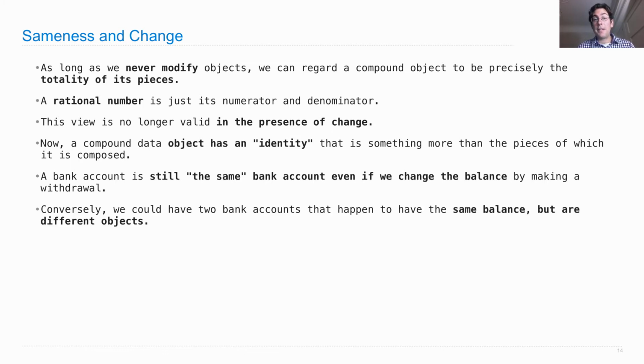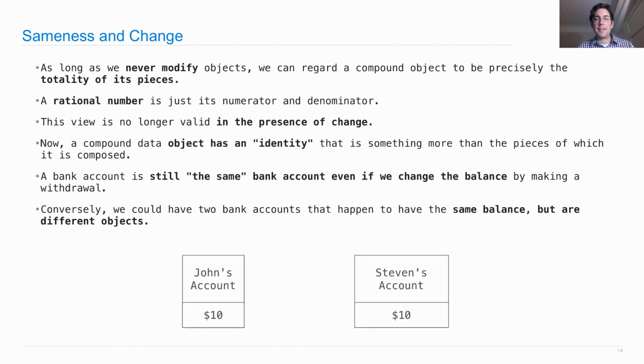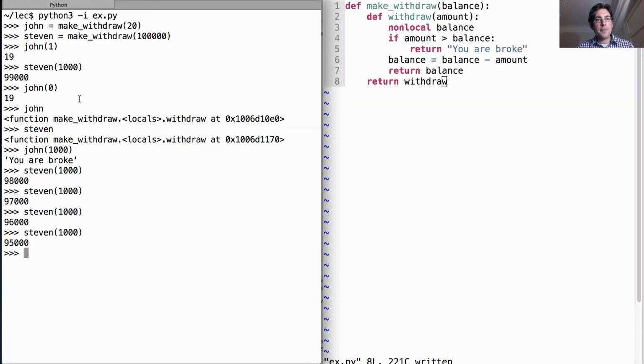But we could have two bank accounts with the same balance, but they're different objects, meaning withdrawing from one doesn't withdraw from the other. So now we have to worry about whether two things are equal, as in the equal number, and whether they're the same or not. And we saw this issue pop up when we were looking at lists. So the important thing is that John's account and Steven's account are different objects, even if they have the same balance.